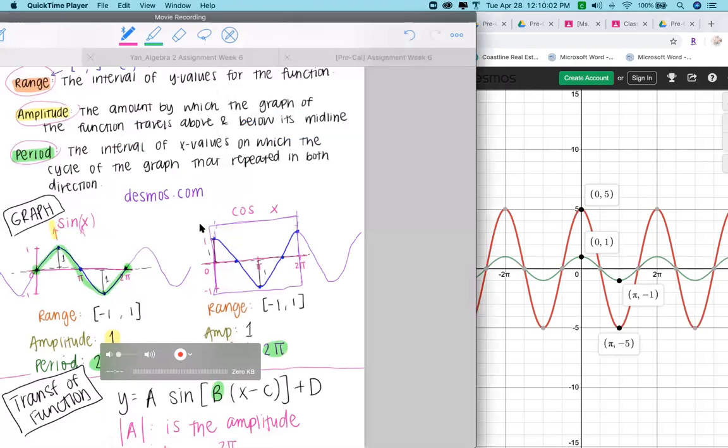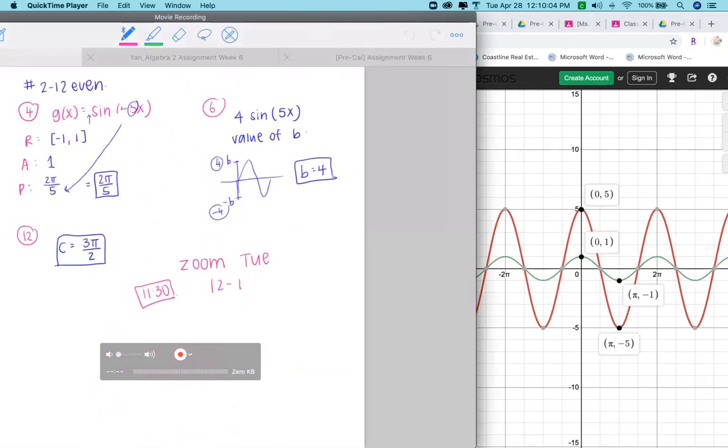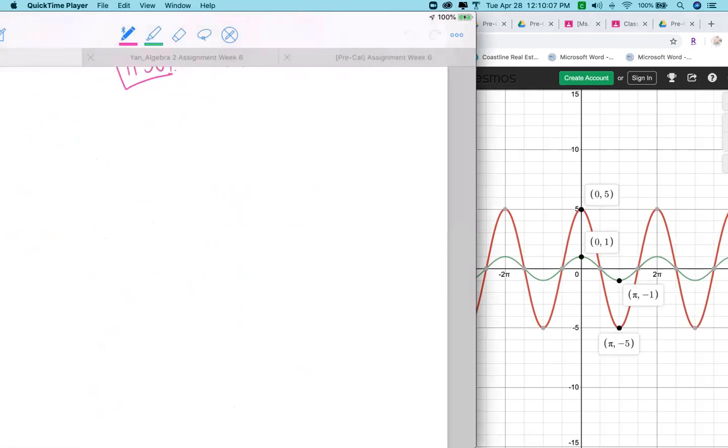So in this case, if I have to talk about my range, then it would be from the lowest point, which is -5, to the highest point, which is 5. That's why I said Desmos is really useful, because you can just look at the graph and determine it from there. This is 5 cosine x.